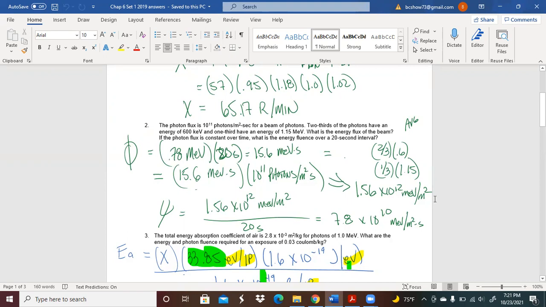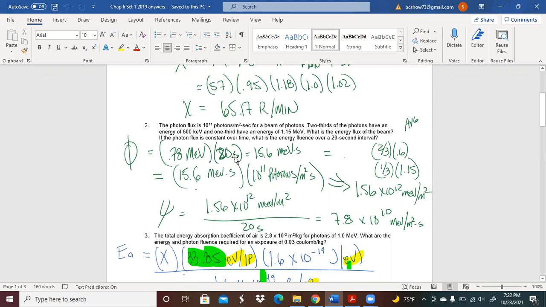So how are we going to generate this 0.78 MeV? Basically, what we're going to do is we're going to take an average. We know how many MeV we have here, and we know how many MeV we have here. 2/3 of the photons are going to be this. 1/3 of the photons are going to be this. We take an average, and that's where this particular value comes from.